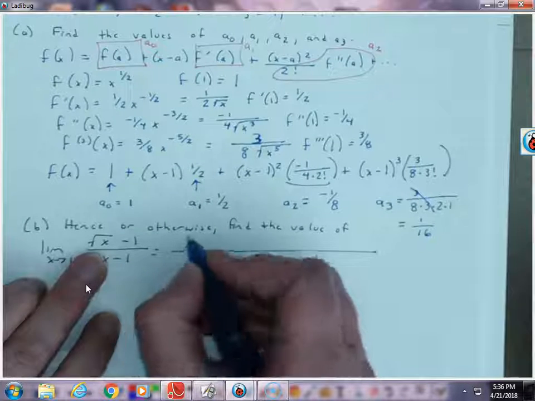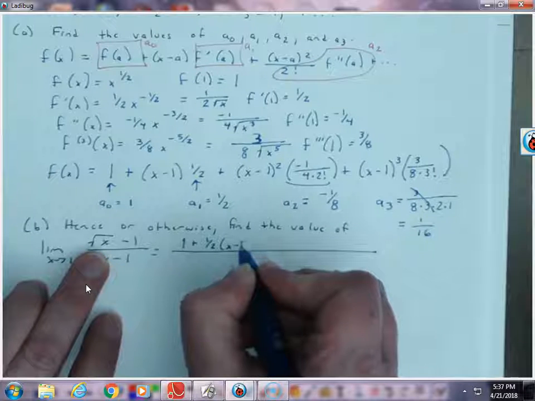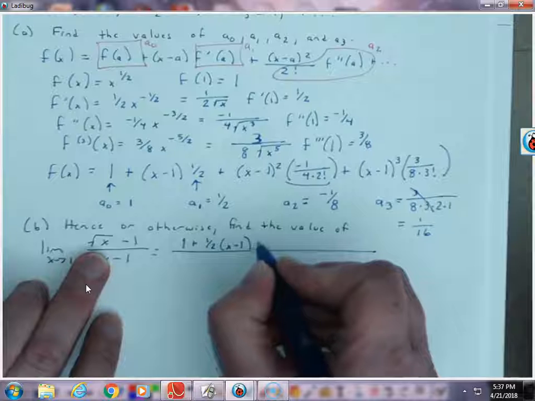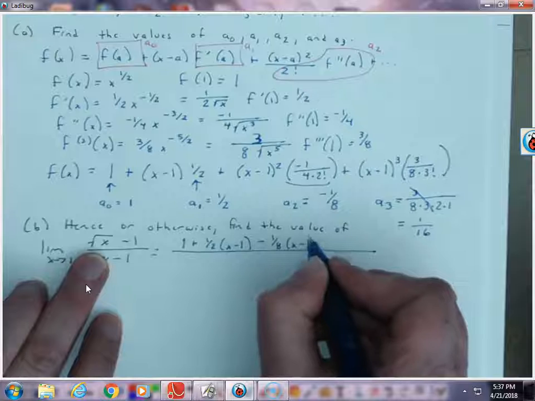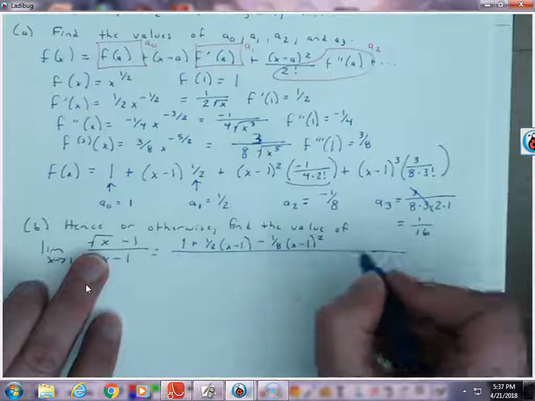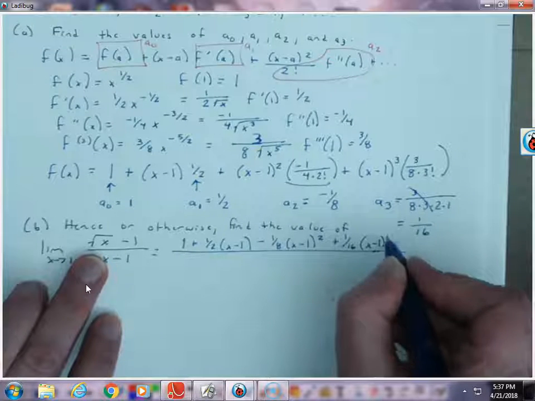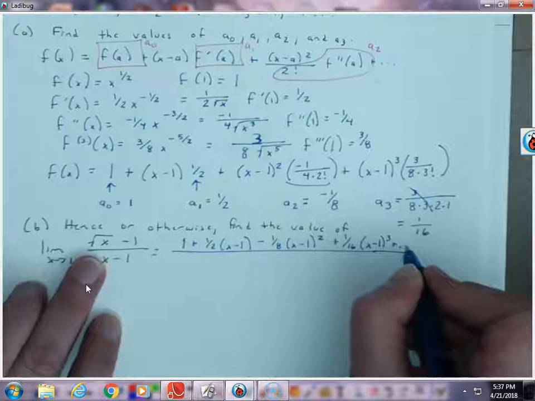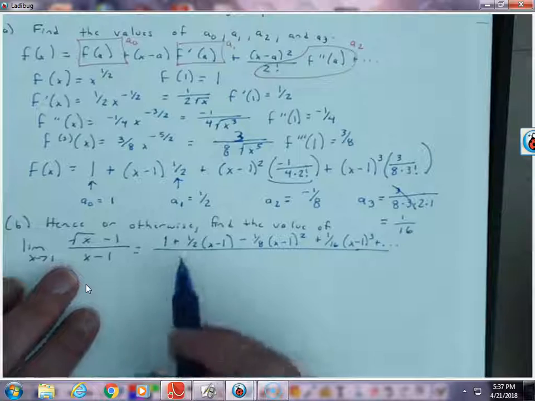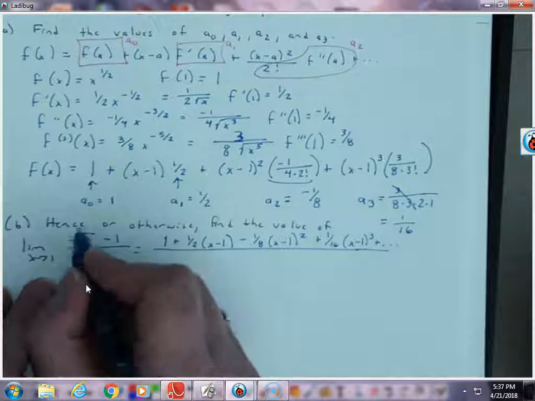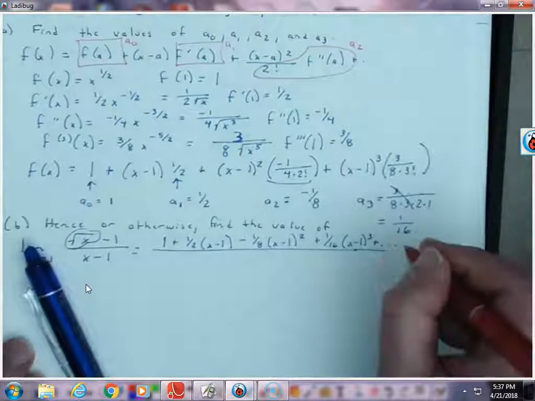Okay, so the square root of x would be the same as 1 plus 1/2 (x minus 1), and then we're going to have minus 1/8 (x minus 1) quantity squared, and then we're going to have plus 1/16 (x minus 1) quantity cubed. Now you need to indicate to them that you know that's going to keep going. Okay, so a little dot, dot, dot there. So that would be your approximation for the square root of x. And then from there, you need to subtract 1.